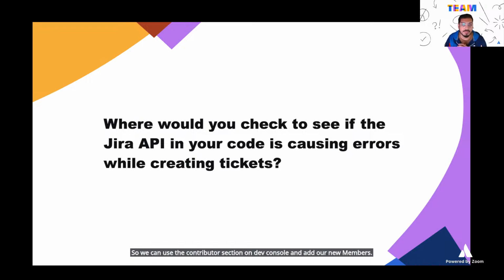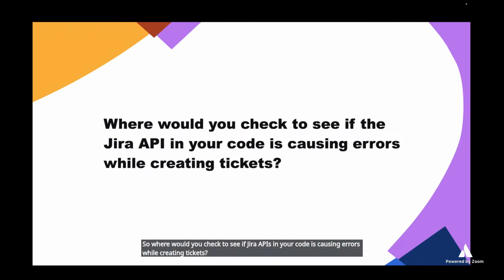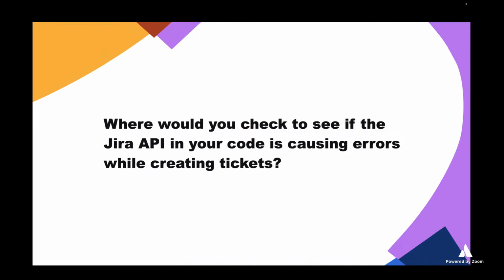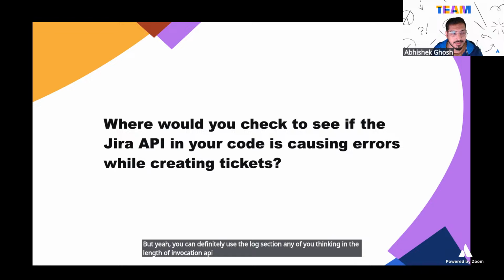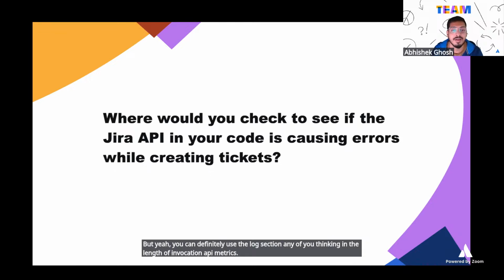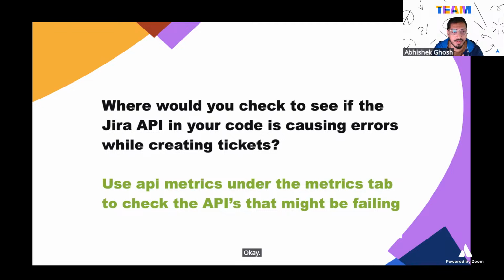Where would you check to see if Jira APIs in your code are causing errors while creating tickets? Okay, maybe I can answer this one. Do logs close? Not very close. But yeah, you can definitely use the log section. Any of you thinking along the lines of invocation API metrics? Okay. So we can use the API metrics under the metrics tab to check the APIs that might be failing.